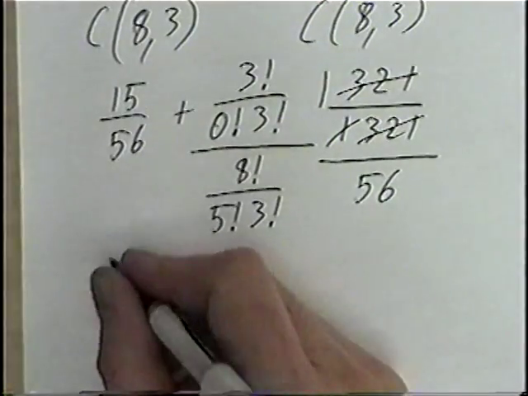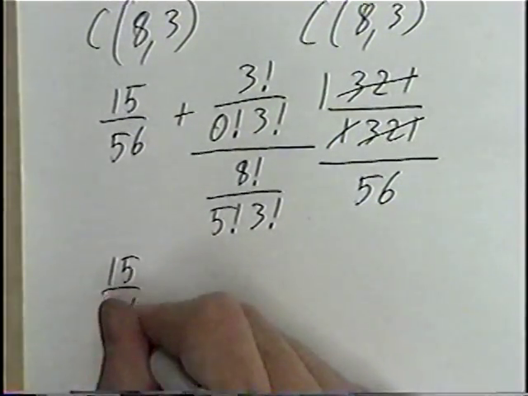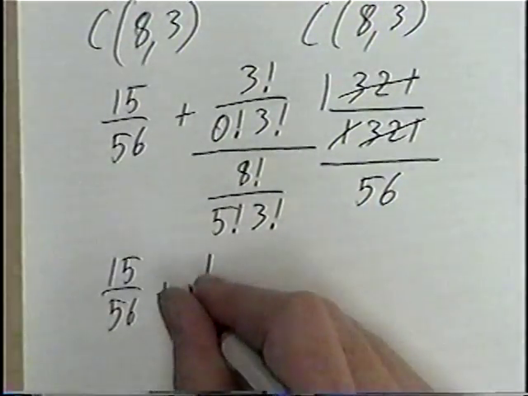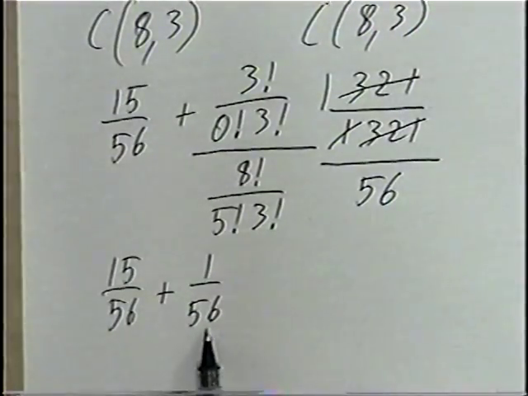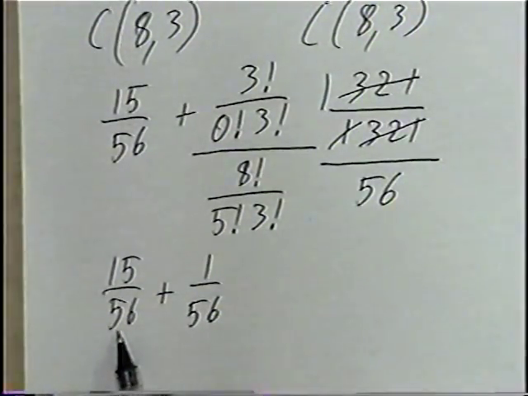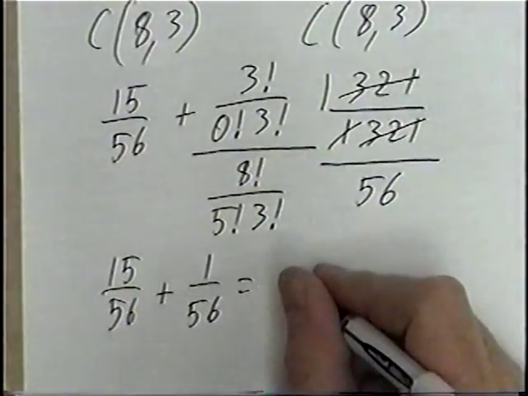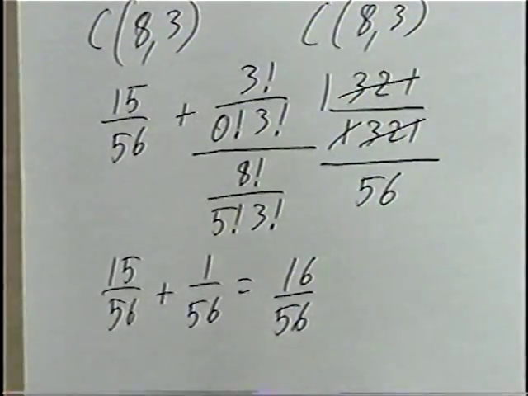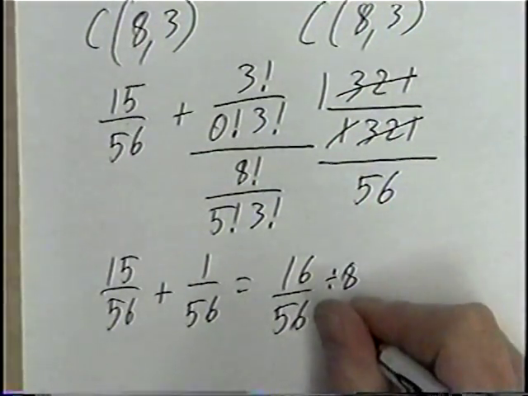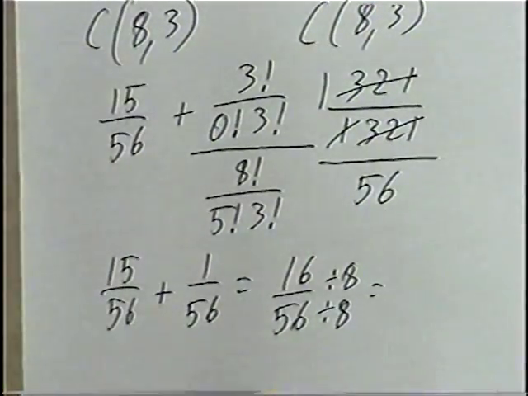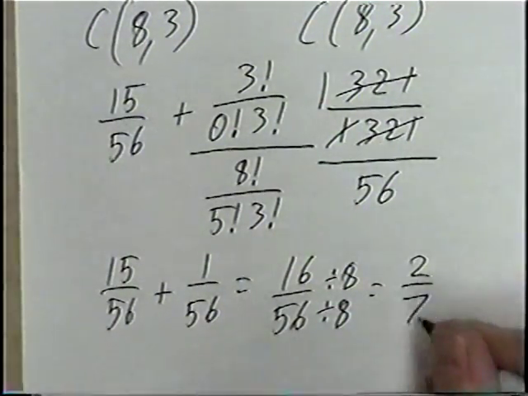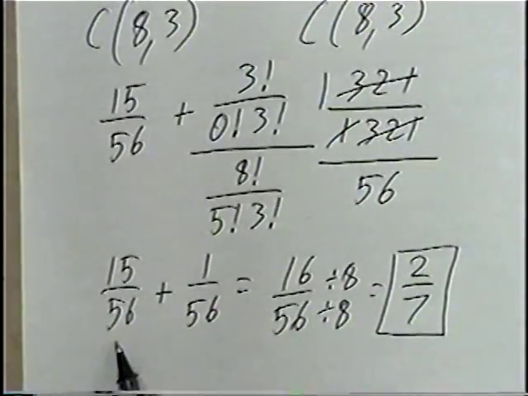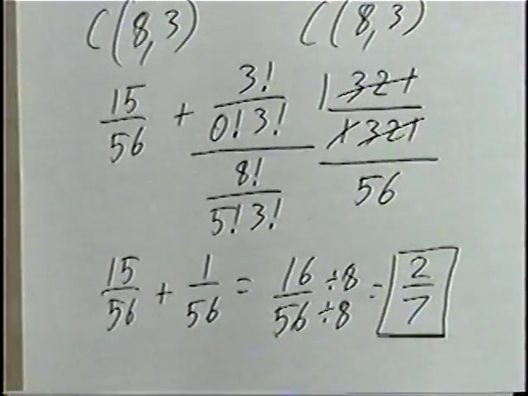Our first fraction again from the previous problem, 15 over 56. Adding to that the second fraction, we have a single 1 left over 56. So the probability of 3 girls is 1 over 56. Probability of 2 girls is 15 over 56. Adding those together, we'll have 16 over 56. Dividing those out, or reducing, you can divide each number by 8. So our final answer would be 2 over 7. So the probability of picking at least 2 girls, which is either 2 girls or 3 girls, the probability would be 2 over 7.